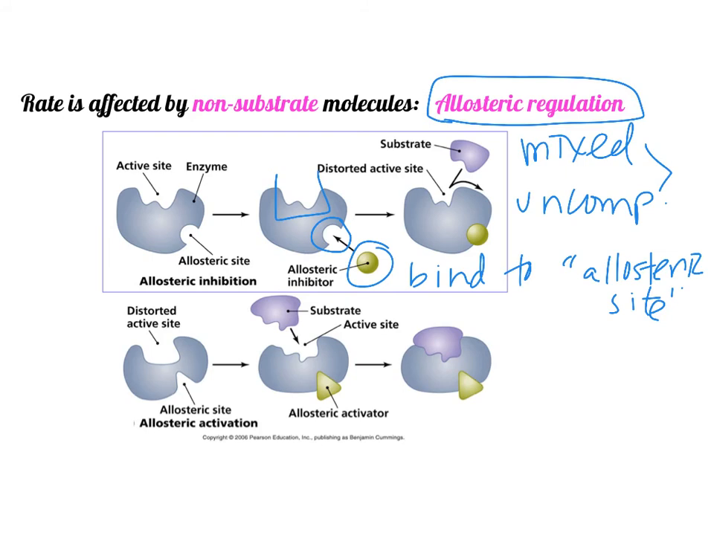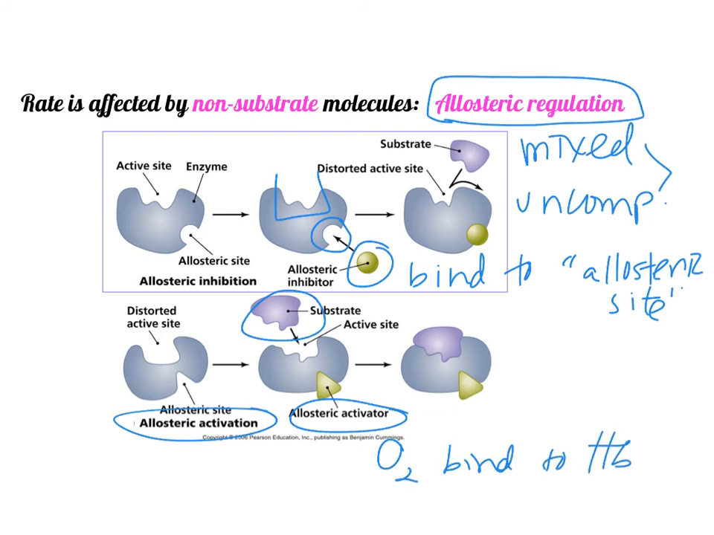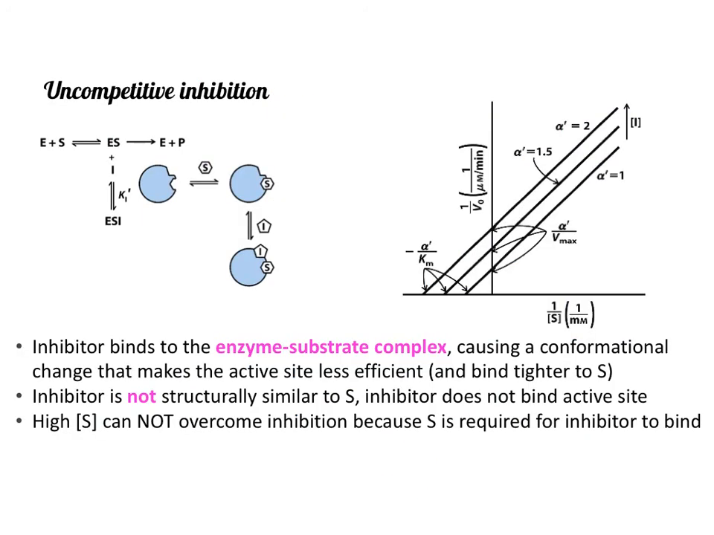There are also allosteric activators, where the binding of the activator actually makes it easier or better for the substrate to bind. So one example of an allosteric activator that we've seen before is O2 binding to hemoglobin. When one O2 binds, it increases the affinity for the other O2s to bind. Food for thought.